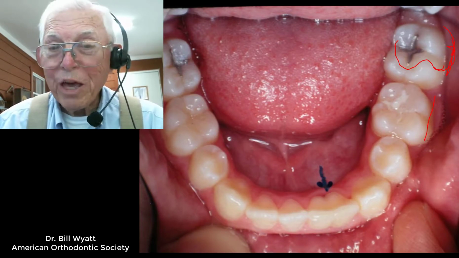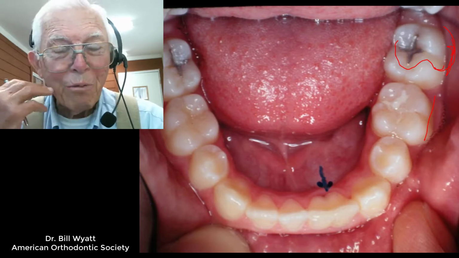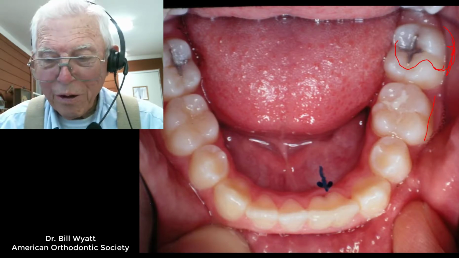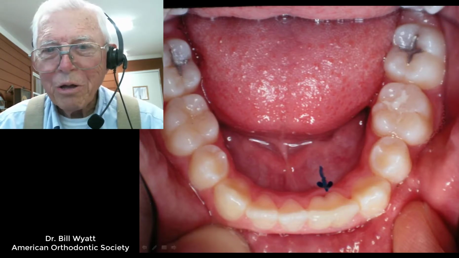And I know that's a fact because I'm a mouth breather. My lower arch is too wide, and I'm always chewing my cheeks over there. I guess I want to go back and have some orthodontics done.